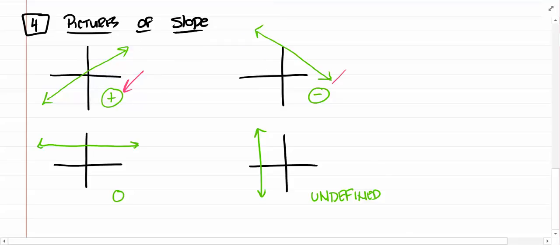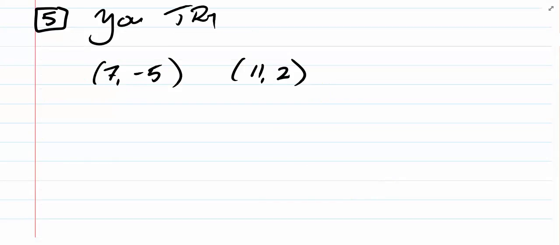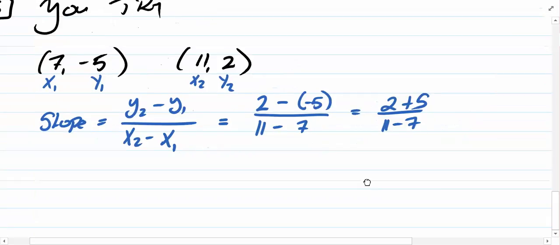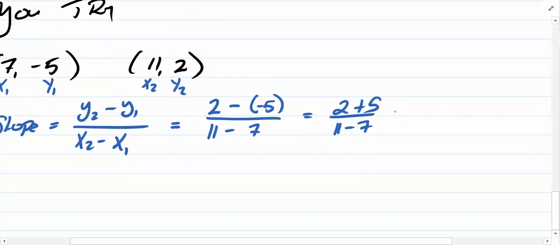Okay, I'm giving you 2 points. 7, negative 5, and 11, 2. Please tell me what the slope is using the actual slope formula. Using the slope formula, we say y2 minus y1 over x2 minus x1. So it should be 2 minus a negative 5 over 11 take away 7. So that translates to 2 plus 5 over 11 take away 7. So what do you guys get for the slope for this thing here? 7/4. Positive, negative, undefined, or 0? This is a positive slope, and you guys are good to go. All right.